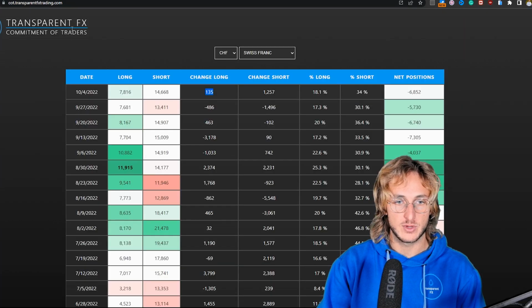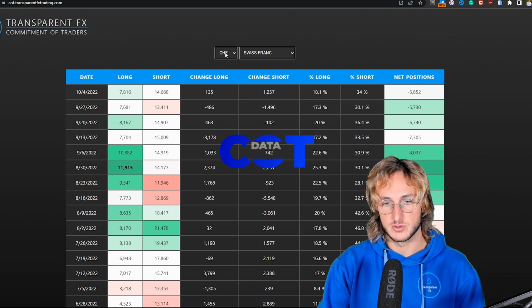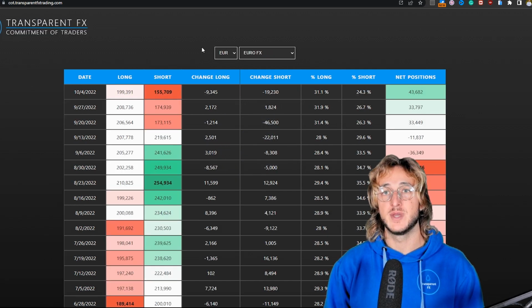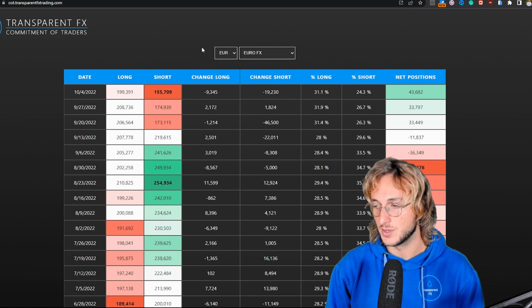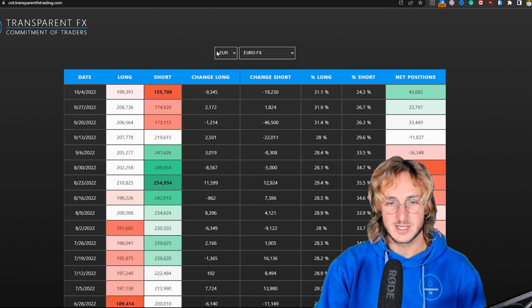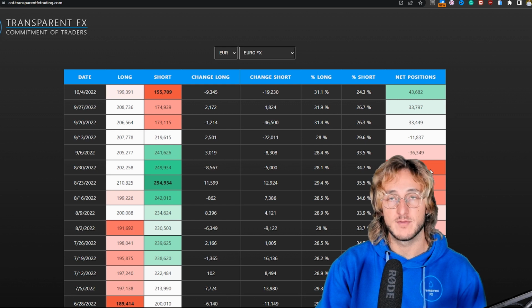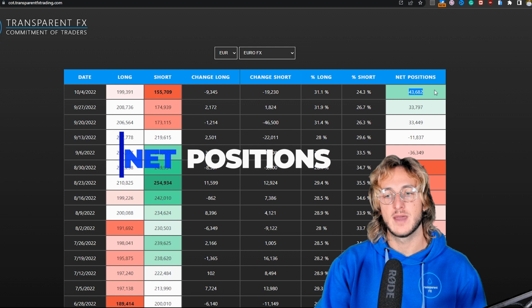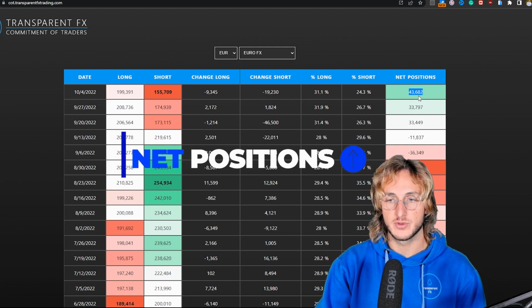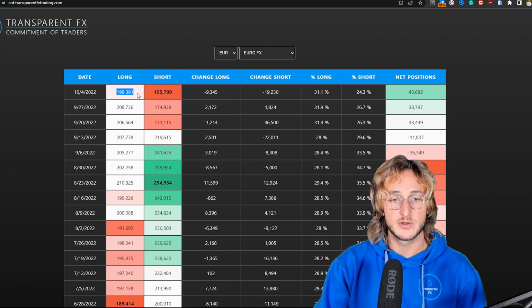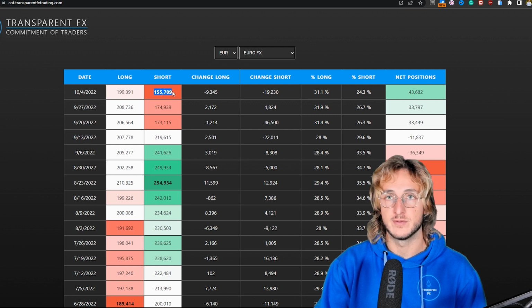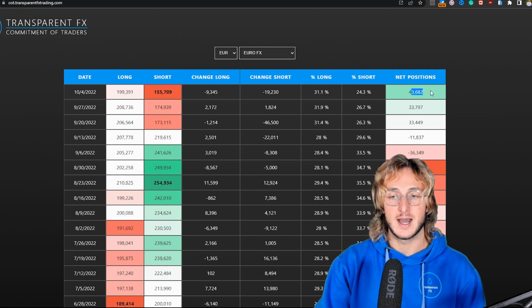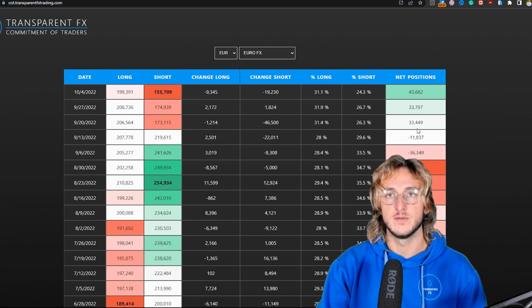Now, if we go and see what we have when it comes to the commitment of traders, so the COT data, which is what the non-commercials, so the biggest speculators in the market are doing, so the big players in the market, what we can notice is that on the euro, with the last reports, we went from having a negative net positioning of minus 47.6k net positions with 249k shorts compared to only 202k longs, all the way up to now having a positive net positioning of 43.6k net positions with 199k longs compared to only 155k shorts, which is one of the highest levels that we had in quite a few months.